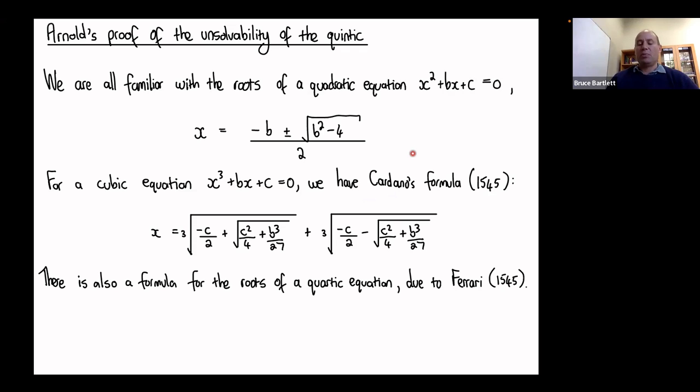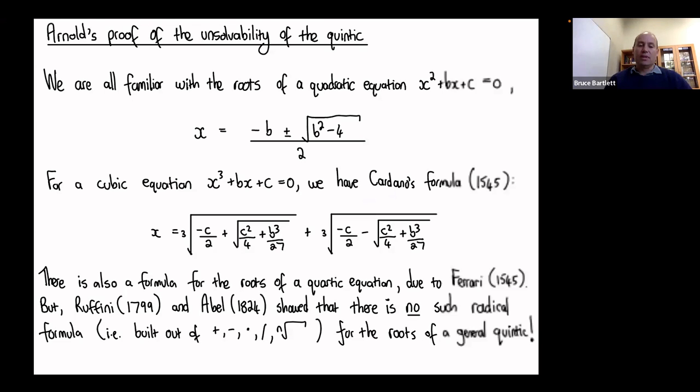There's also a formula for the roots of a quartic equation, so to the power 4, due to Ferrari, also in 1545. These guys competed with each other. This one is a lot longer, so I won't write it down. But Ruffini in 1799 and Abel in 1824 showed that there's no such radical formula. A radical formula means one built out of the standard operations of plus, minus, times, divide, and extraction of nth roots for the roots of a general quintic. So, rather a remarkable fact.